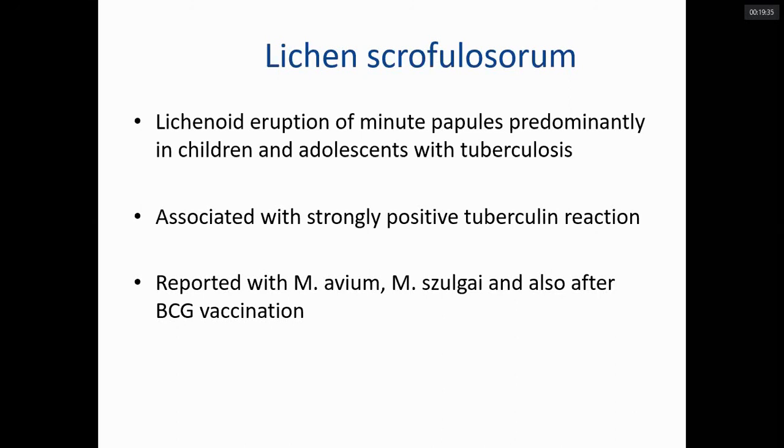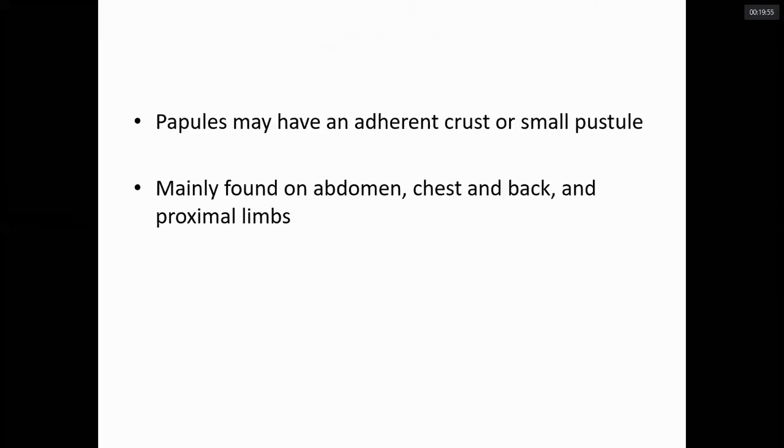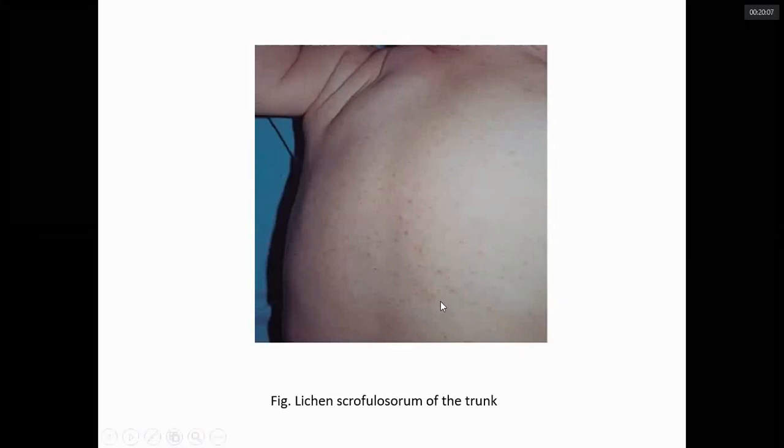In lichen scrofulosorum, there are asymptomatic 0.5 to 3 mm closely grouped lichenoid papules, which are usually skin colored, maybe yellowish or reddish brown, and they are perifollicular and appear in groups or in annular arrangements or plaques. Papules may have adherent crust or small pustules and are mainly found over the abdomen, chest, back, and proximal limbs. These are the micropapular form of tuberculosis. As you can see, there are very small, almost skin-colored papules.